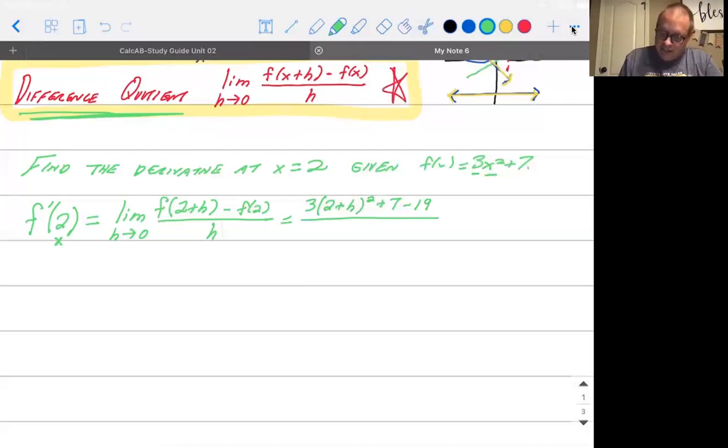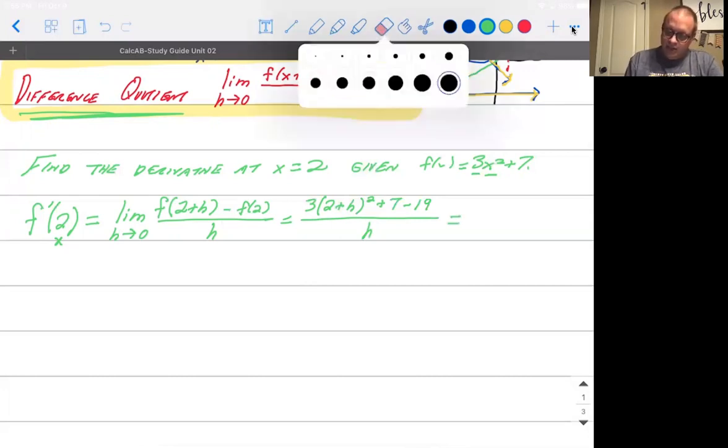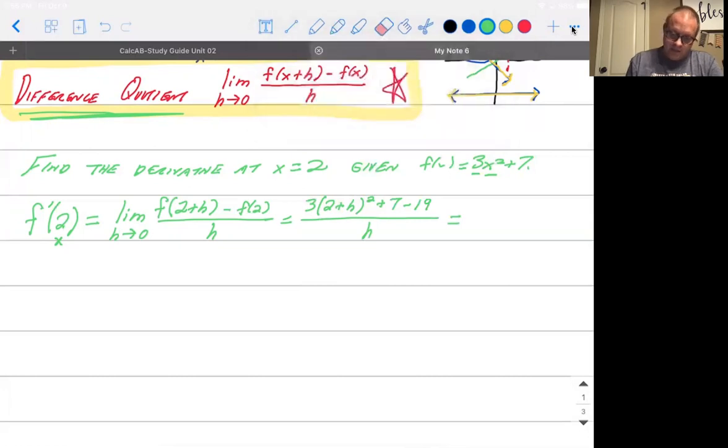And that is all over h. Now we're going to go on down to the next line with this. So let's go ahead and do that. You got that little x there. Okay. So the first thing we're going to do is we are going to keep the 3, and we're going to take 2 plus h times itself. So if we FOIL that out, that's going to give us 4 and 4h and h squared.